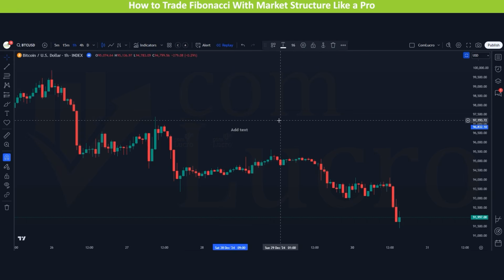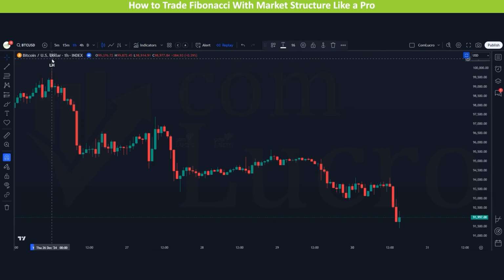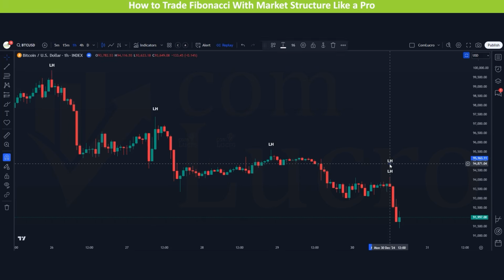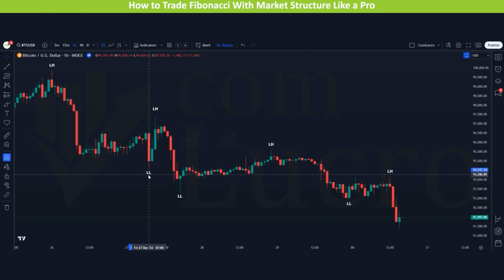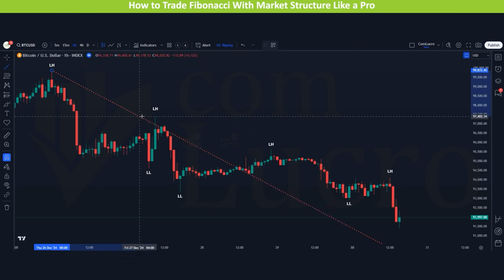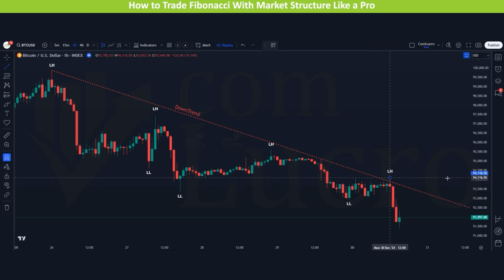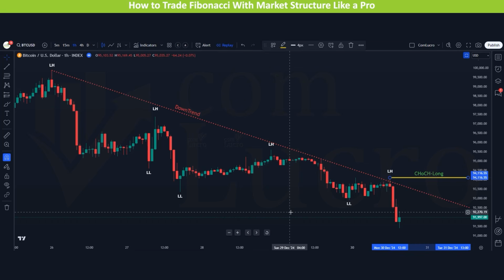Now, let's read the market structure. Right now, it's in a downtrend, so we'll wait for a CHoCH to signal a possible shift before we even think about buying. As you can see, I'm marking the lower highs, LH, and lower lows, LL, on the chart, along with the descending trend line that highlights the bearish momentum. I'm also pinpointing where a possible CHoCH might form, a critical area where the market could hint at a reversal or a change in sentiment.